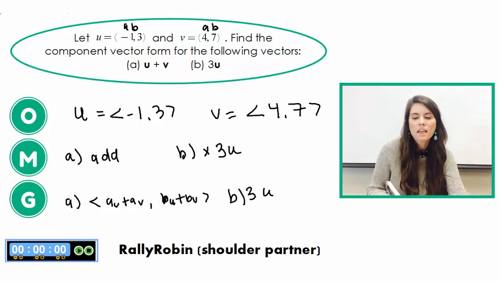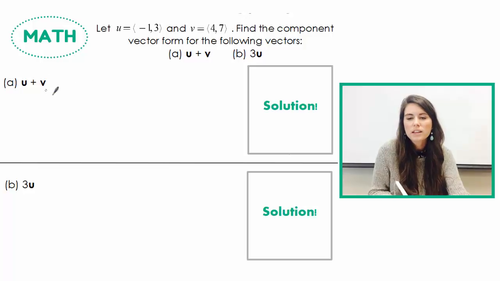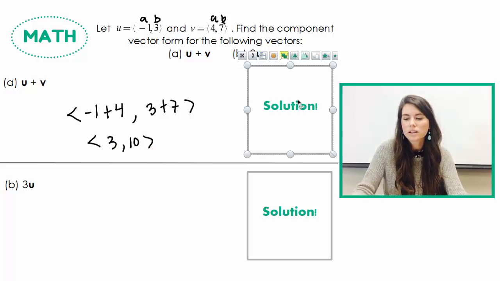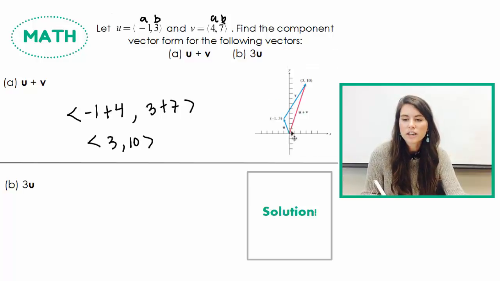All right? So when we go through and do this, u plus v, here's <a, b>, <a, b>. So I'm going to take u, so -1. I'm going to add it to the a from v, and then I'm going to take the b, so 3, and I'm going to add it to the b from v. So this is going to be <3, 10>. And then you can see it in this diagram. This is what it would look like. This would be the vector you've created. So you have u, and then you added it to v, and it ended up over here at <3, 10>.